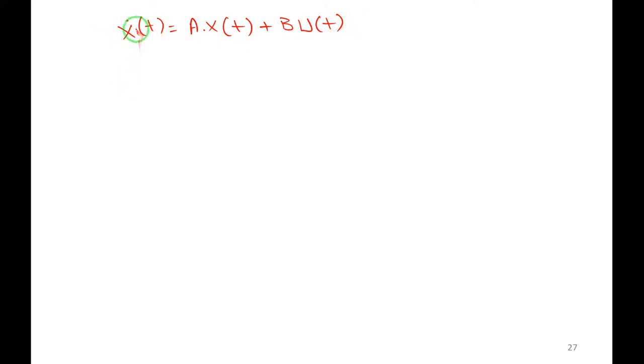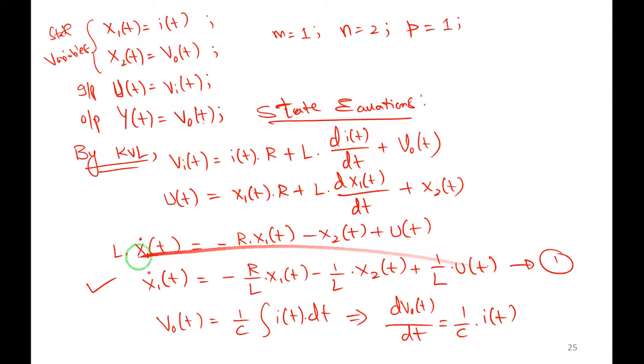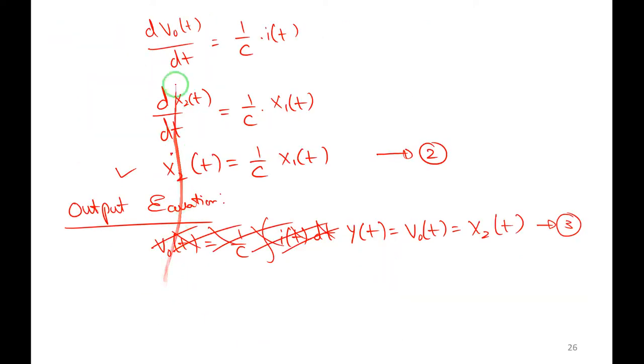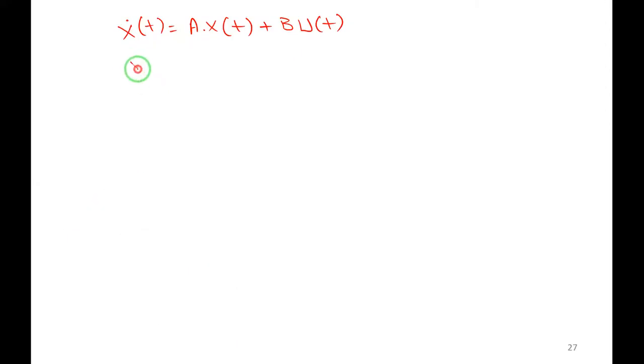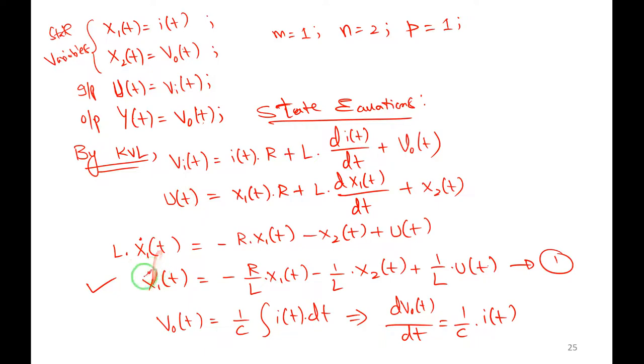What is x dot of t? Look at equation 1 and equation 2. Observe, x dot of t is a vector, so let me write it as x1 dot of t and x2 dot of t. This is one vector. I hope it's correct, because x2 dot and x1 dot are covered from equations 1 and 2.